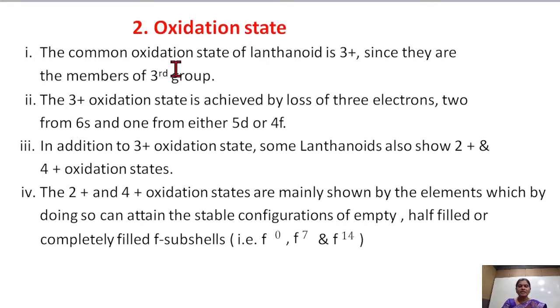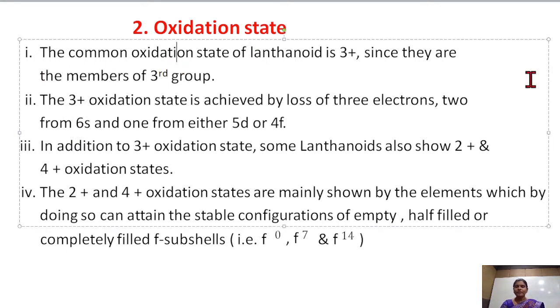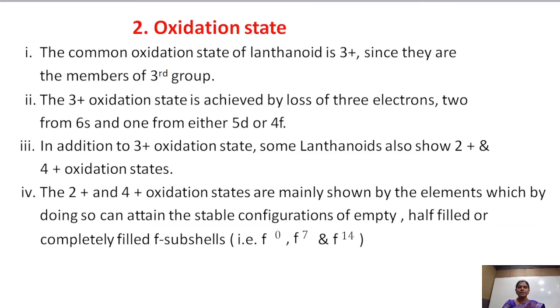The common oxidation state of lanthanoids is 3+, since they are members of the third group. The +3 oxidation state is achieved by loss of 3 electrons, 2 from 6s and 1 from either 5d or 4f.